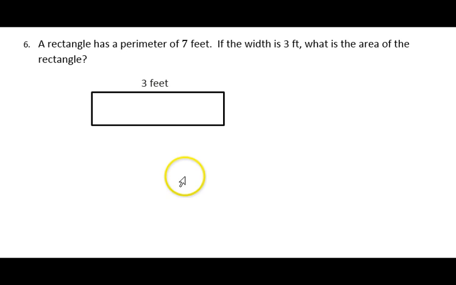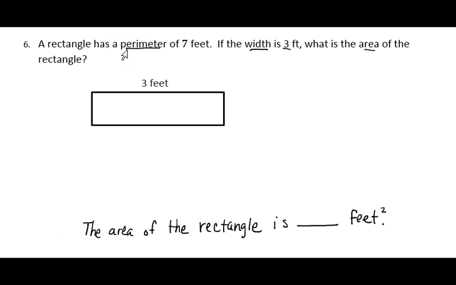This one says a rectangle has a perimeter of 7 feet. If the width is 3 feet, what is the area of the rectangle? I'm going to start by writing an answer statement so I know the focus of the question. I'll say the area of the rectangle is blank square feet. Now let's go back to the problem. The first information says that the perimeter is 7 feet.